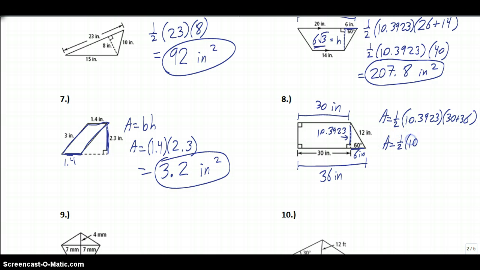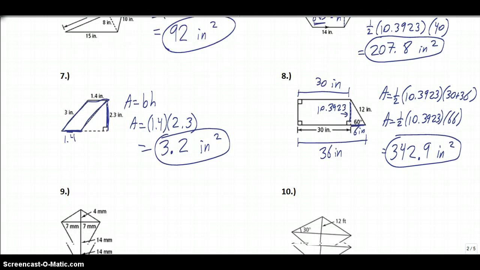Make sure that when you plug these in your calculator that you are, of course, following order of operations correctly. Okay, I don't want any mess ups at all. 3923. Anyway, it comes out to be 342.9 inches squared. So even though they have the same height, they have different areas. So that's nice because they have different bases.